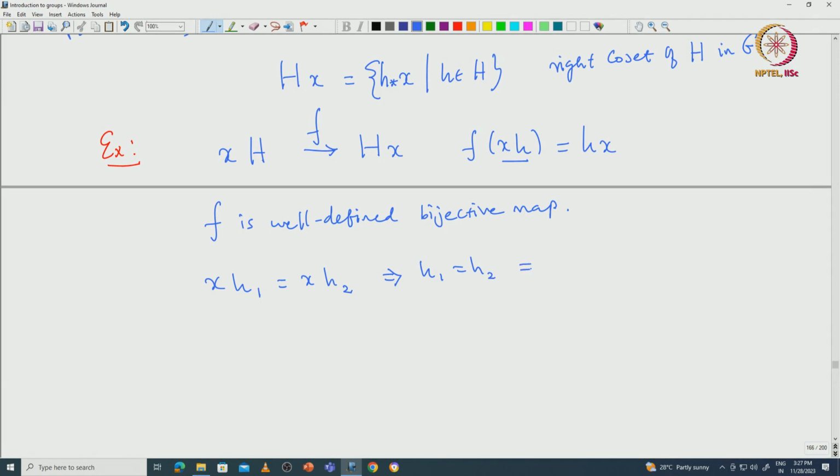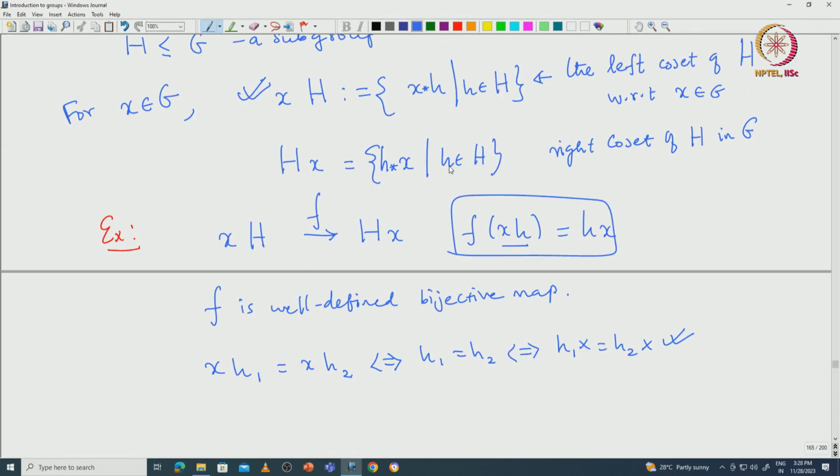It is not that hard to see that this is if and only if h1x equals h2x, which is if and only if xh1 equals xh2. So you just left multiply by x inverse and then right multiply by x, and similarly right multiply by x inverse and then left multiply by x. So this is true. In particular, f is well defined as well as an injective map, and by definition you can see that it is a surjective map. So this gives you a bijective map.